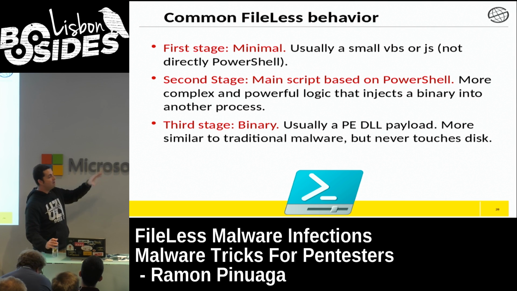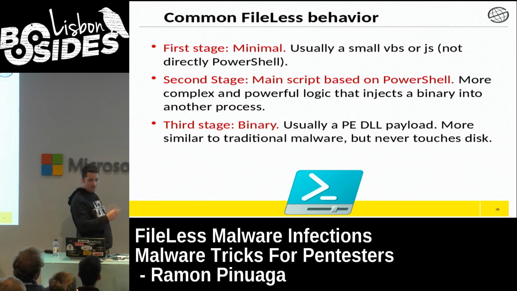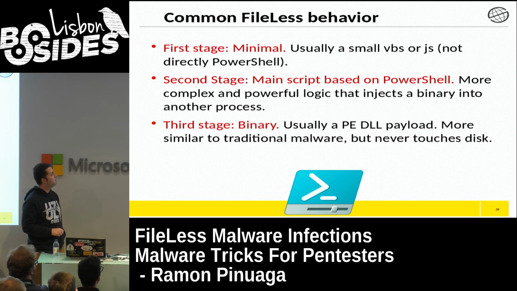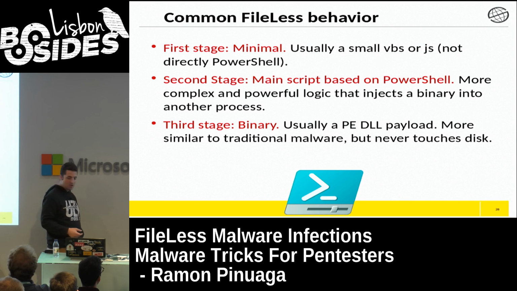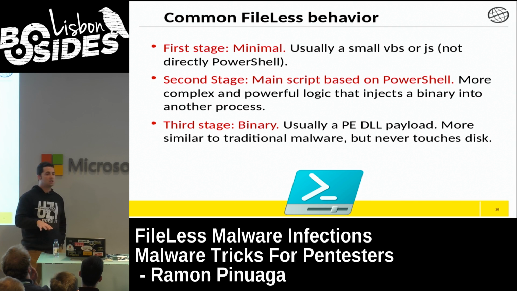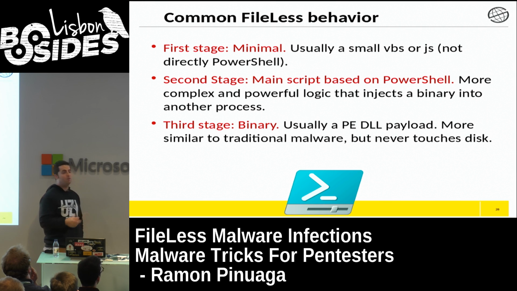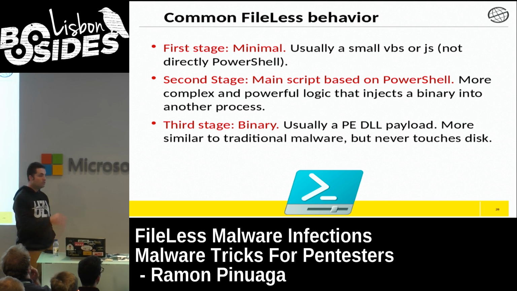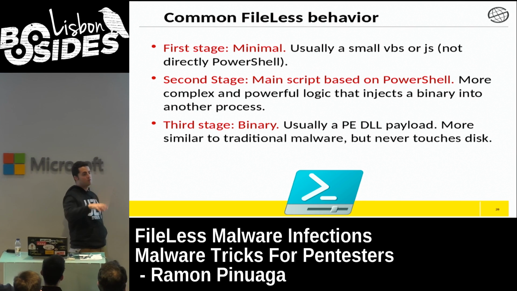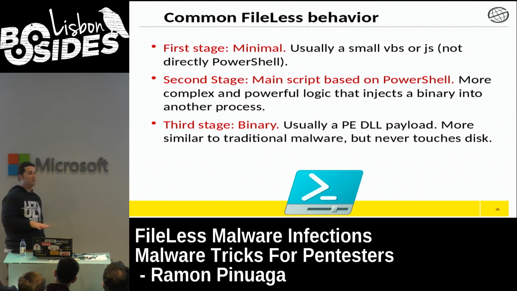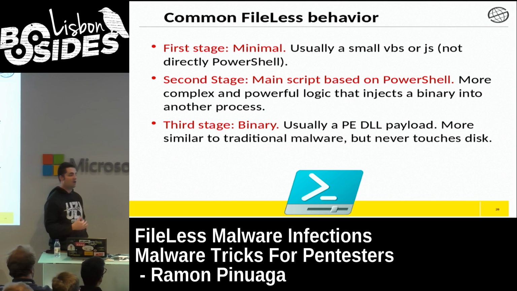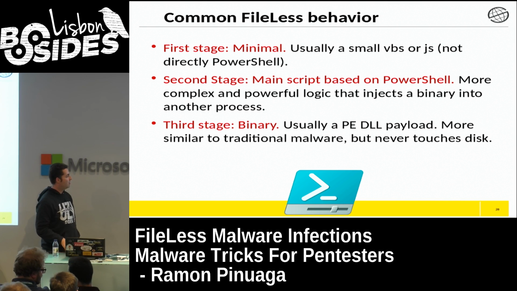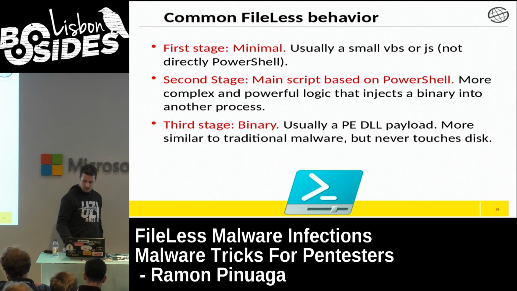Most of this malware has a minimal first stage, to make it easier to hide and harder to detect. Usually they use a small script, a small JavaScript or Visual Basic script, and not directly PowerShell, because PowerShell is easier to detect. But these scripting languages don't have, for example, capabilities for memory injection. So for doing the memory injection, they usually use a second or third stage based on PowerShell that injects the main body of the malware. And the third stage, the main functionality of the malware, usually is a traditional binary malware, contained in a DLL or an exe file. But this binary never touches disk. It's always encrypted or hidden in a way that it can't be detected.